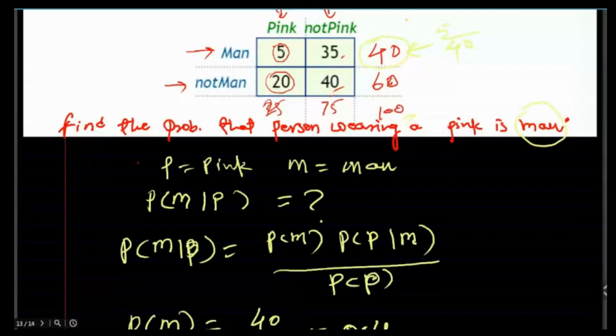And he is wearing a pink. It is 5 divided by 40. So it is equals to 5 divided by 40, or we can write it as 1 divided by 8, or 0.125. So 0.125 is the probability of a man wearing a pink. Probability of pink given that he is a man.